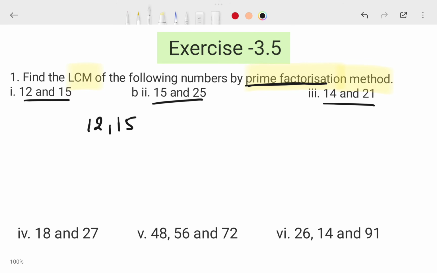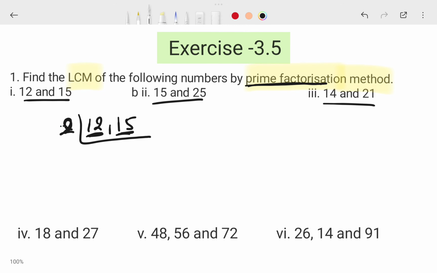After that, you choose a number that divides 12 or 15. Let's suppose you choose 2, then you have to divide 12 by 2, and 15 also by 2. If it is not divisible, then leave it like that. If it is divisible, then divide; if it is not, then leave it.